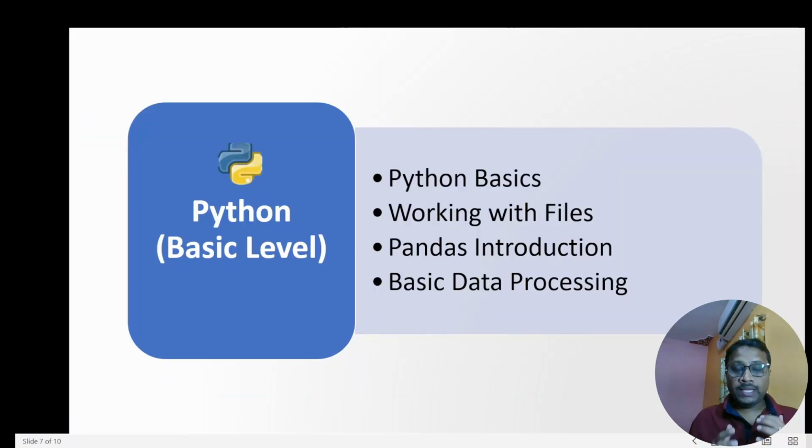Next, we covered the Python basic level, how to work with files, pandas introduction and basic data processing.